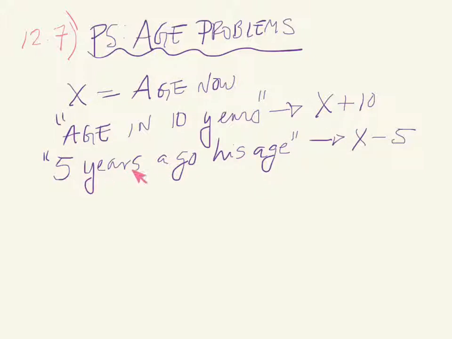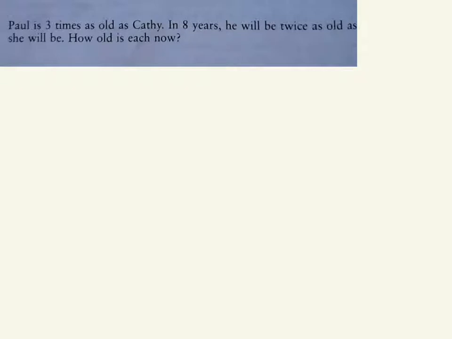If they say something like 5 years ago his age, well, if his age now is x, 5 years ago he was 5 years younger, so you have to subtract 5. So let's look at some problems where it does. So here we go. Paul is 3 times as old as Kathy. In 8 years, he will be twice as old as she will be. How old is each now?